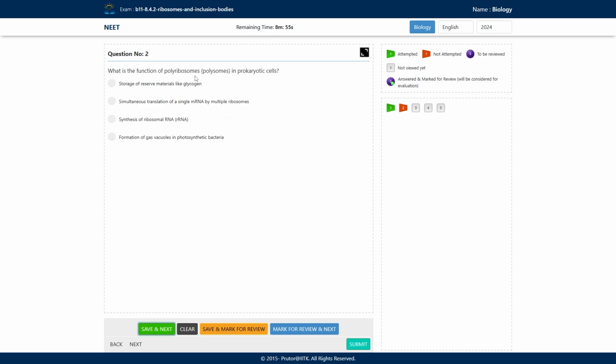Now, next one, what is the function of polyribosomes, also known as polysomes, in eukaryotic cells? So, in prokaryotic cells, the prokaryotes also have polysomes. What is the first option? Storage of reserve materials like glycogen. Second is simultaneous translation of a single mRNA by multiple ribosomes. Next is synthesis of ribosomal RNA. Fourth one is formation of gas vacuoles in the photosynthetic bacteria. What will be the correct answer?